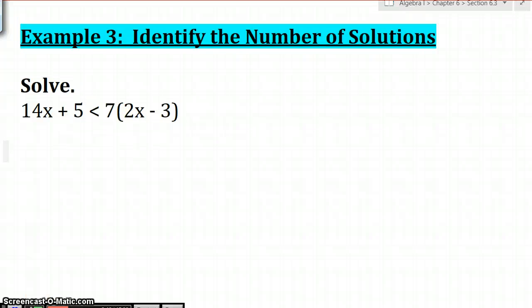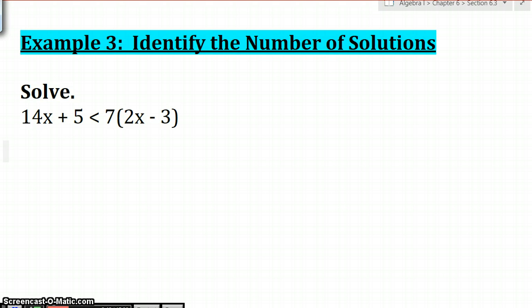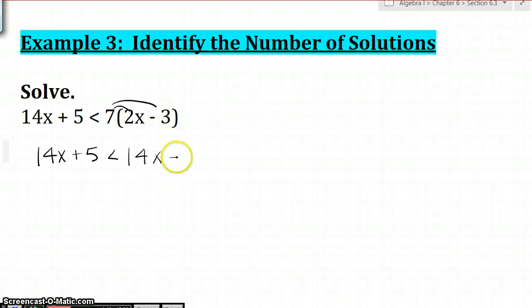Okay, last couple examples. We're going to talk about the number of solutions. You're going to see something weird happen here. So let's say I have 14x plus 5 is less than 7 times the quantity 2x minus 3. So my first step to solve this is I need to distribute the 7. So I have, this side is the same, 14x plus 5 is less than, 7 times 2 would give me 14, and 7 times negative 3 would be negative 21.